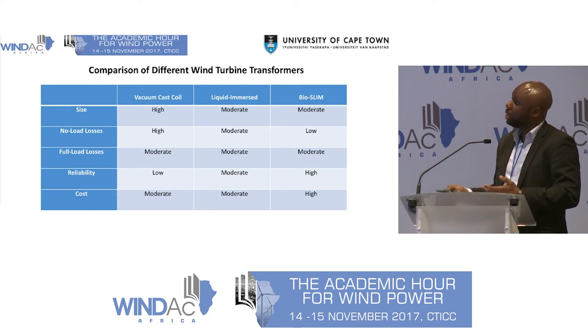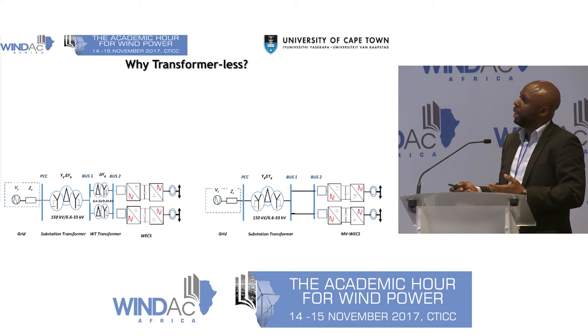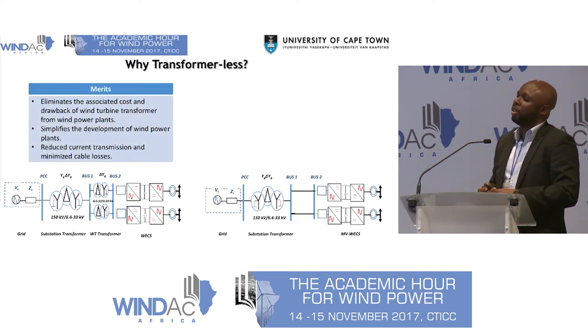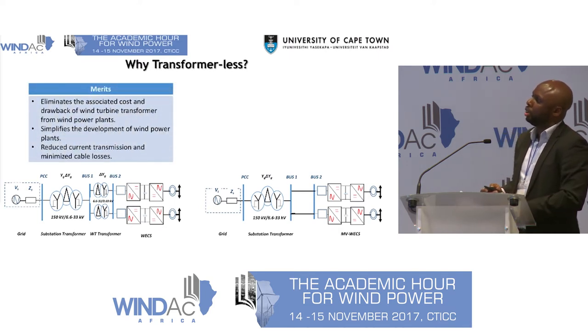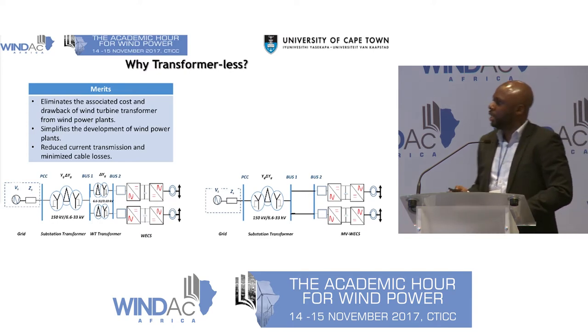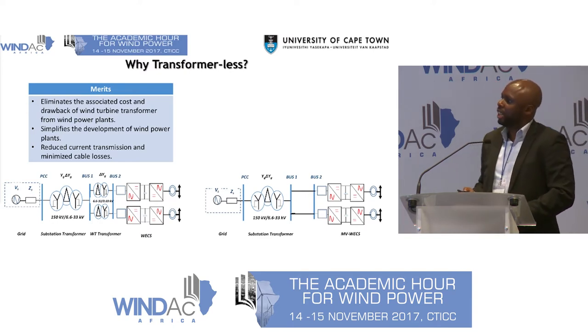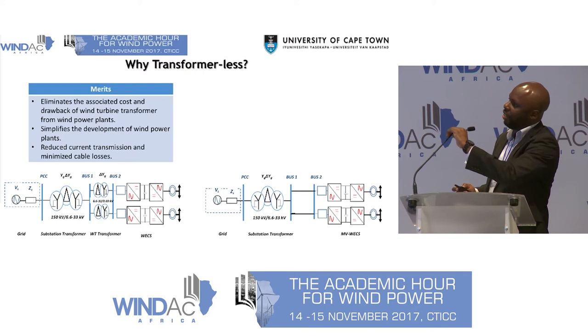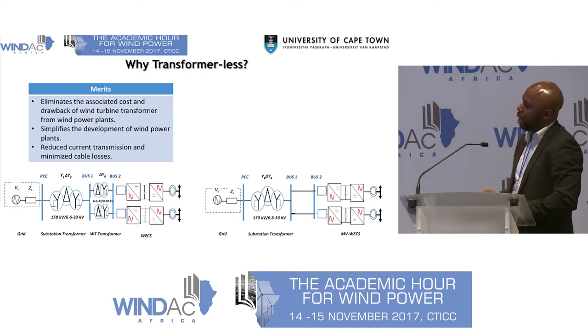So why not eliminate the transformer itself and forget about all the drawbacks? When we eliminate the transformer, one of the advantages is the fact that we increase the voltage level of our application and reduce the current level. So we are minimizing the losses in our cable. And another thing is it just simplifies the development of our wind power plants.